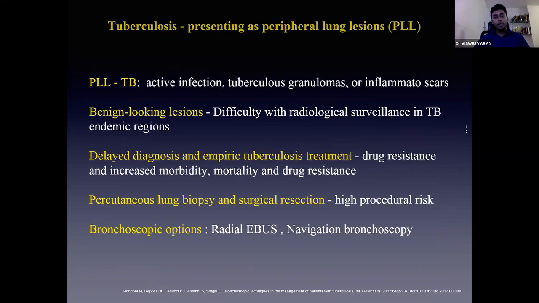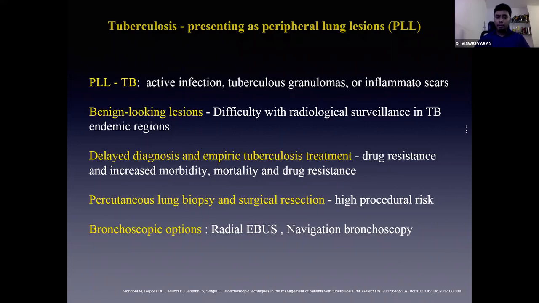And in TB, it can present as a peripheral lung lesion, which may be even an active infection, or it can be a tuberculous granuloma, or it can be even an inflammatory scar. And in India or any TB high endemic countries, you cannot follow the routine protocol for a solitary pulmonary nodule because there is a difficulty with radiological surveillance. And delayed diagnosis and empirical tuberculosis treatment will lead to increased drug resistance, increased morbidity, and mortality.